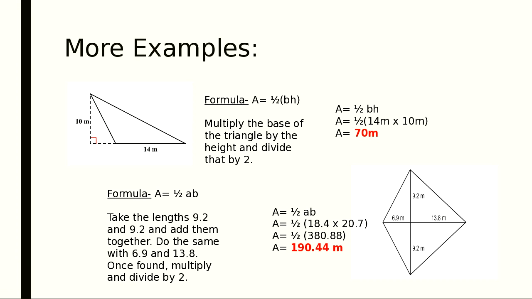And then for the kite one, this is where it becomes a little more tricky because we have to do a little extra math. We're going to take the length of 9.2 meters and then the other side, which is 9.2 meters. We're going to add them together, which is 18.4. And then we're going to take the 6.9 meters and the 13.8 meters and combine them as well, which is 20.7. After we have found that, we're going to multiply those two numbers together, which is going to give us 380.88, and we're going to divide that by 2. So that's going to give us 190.44 meters.